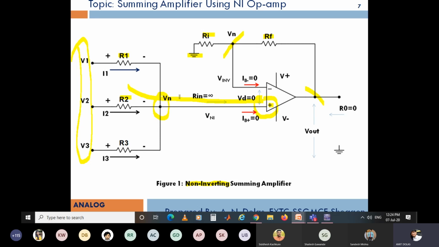If you want three sources, it will be R1, R2 and R3 connected together on Vn, and individual V1, V2, V3 will be connected to individual resistance. In this way, you may increase this network, say more number of resistances will be required. As the input impedance is very high for the op amp, there will not be any loading effect on the device if you increase the number of sources.